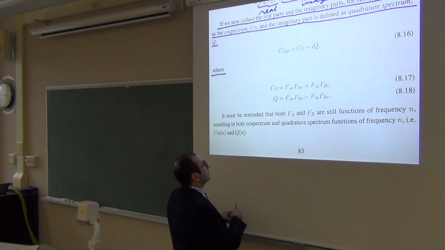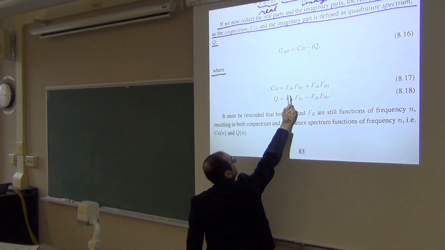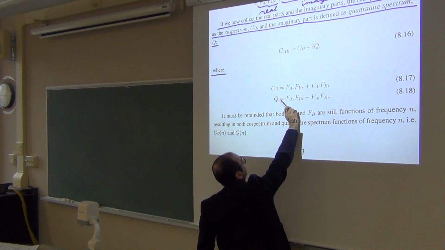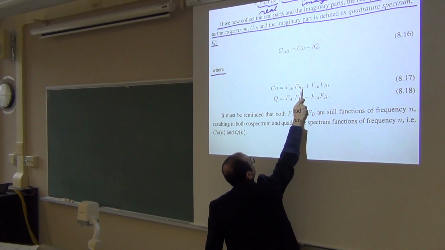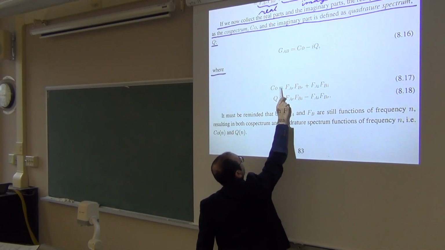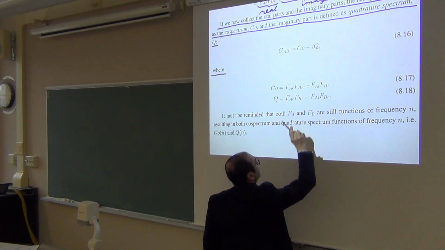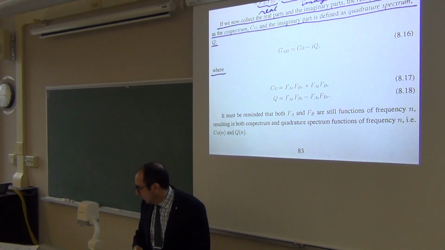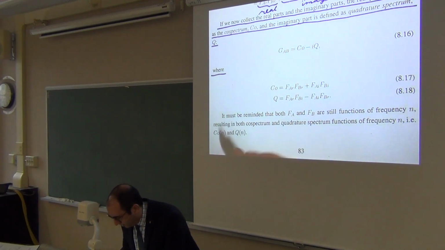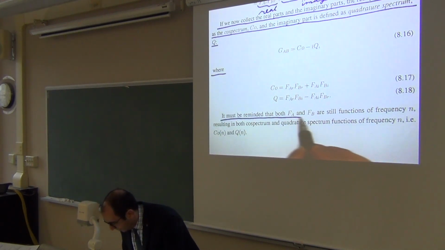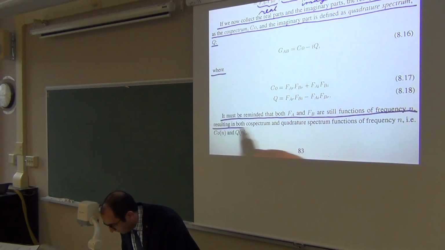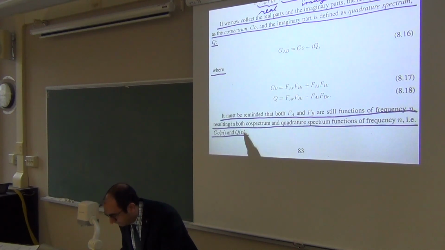This is actually the co-spectrum at frequency n of the Fourier transform of A_R at n times the Fourier transform of B_R at n. Every term here depends on frequency, but I just dropped it for brevity of notation. You must still remember that everything is a function of frequency here.